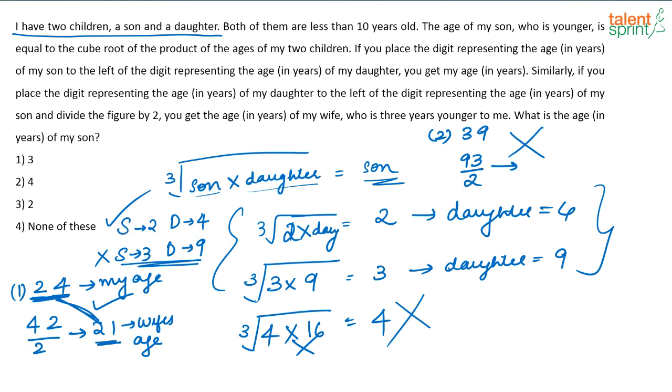So what will be the answer? What is the age of my son? It has to be 2 years. Is it clear? Yes. The age of the wife is not required, only the age of the son is required. But here the age of the son will be 2, daughter is 4. The age of the person who is talking in the question will be 24 and his wife's age will be 21. Is it clear?